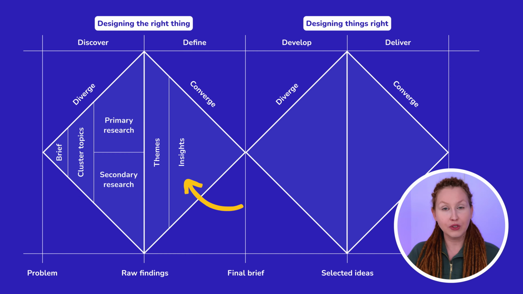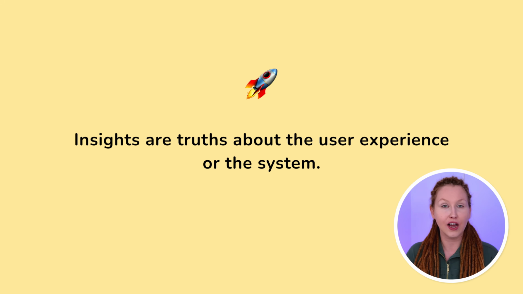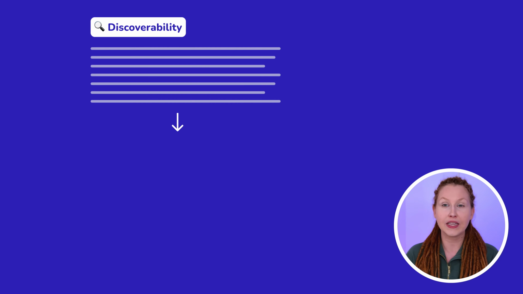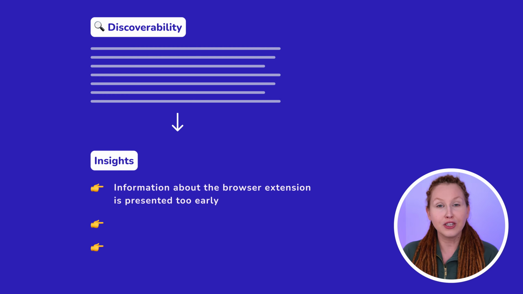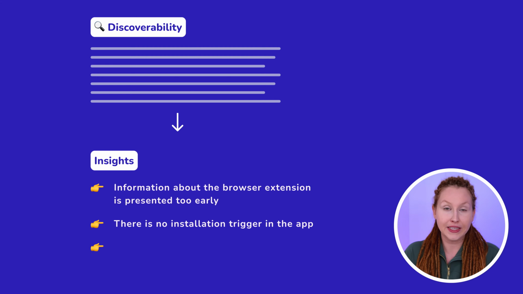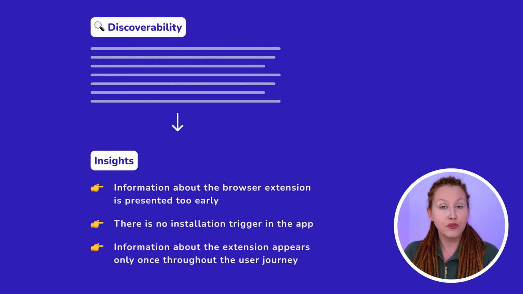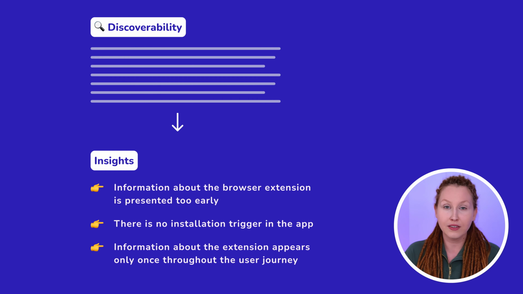Then, from all the themes, we need to conclude the insights, and insights are truths about the user experience or the system. And following the example of the browser extension project, from the theme of discoverability, we can derive three following insights. The information about the browser extension is presented too early to the user during the onboarding process before they can truly realize its value and how it works. There is no installation trigger directly in the app, so the user cannot enter the process after dismissing the initial pop-up. The information about the browser extension appears only once during the whole journey, and there are no in-context reminders or campaign plans for the rest of the flow.